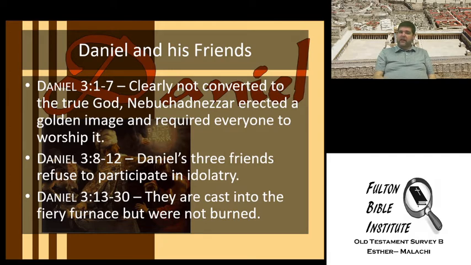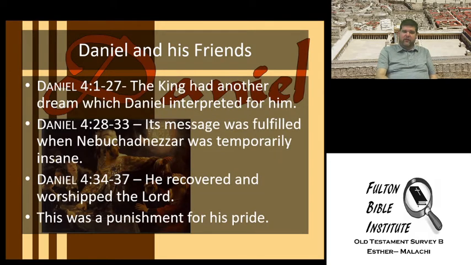But again, Nebuchadnezzar's not truly or fully converted. Because in chapter 4, we see Nebuchadnezzar has another dream. He has another dream which Daniel interprets for him. In this dream, he dreams of being brought low, of being humiliated because of his pride. And then in the first 27 verses, Daniel warns him that this is coming if he doesn't humble himself. Then for about a year, Nebuchadnezzar humbles himself and doesn't really take the prideful position.